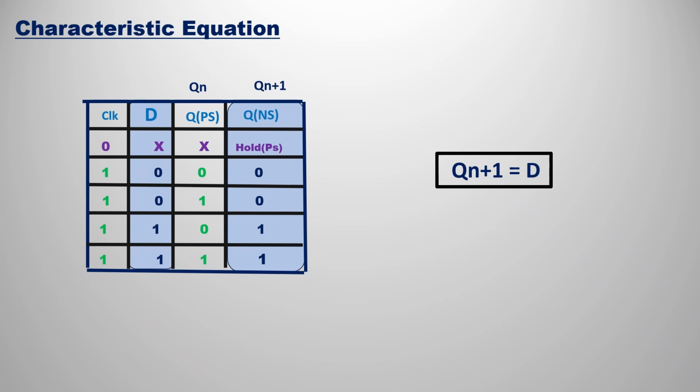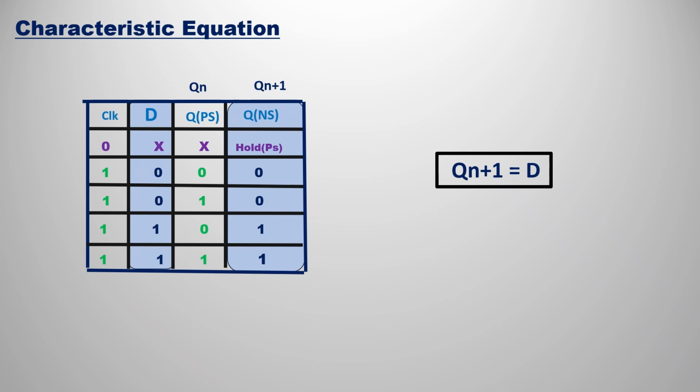So characteristic table, and then we are going to have the characteristic equation. Characteristic equation means the general equation, the relation between the next output and the present input. That is known as the characteristic equation. If you see, we can have a simple relation in the D flip flop. We might have some complex relations in the JK flip flop or SR flip flop, but the characteristic equation of the D flip flop is very easy.